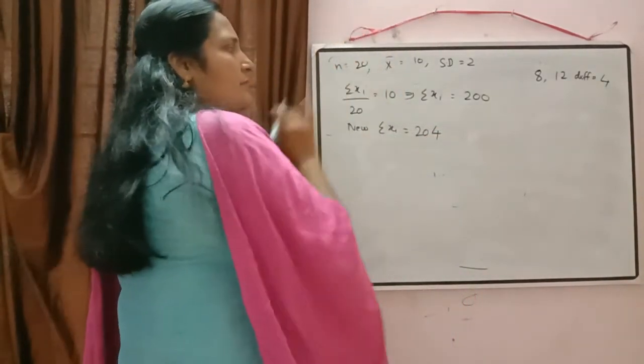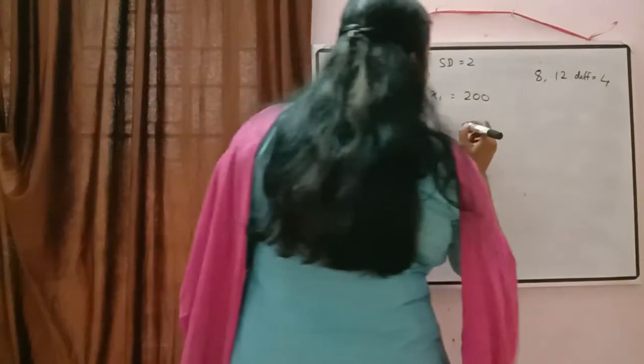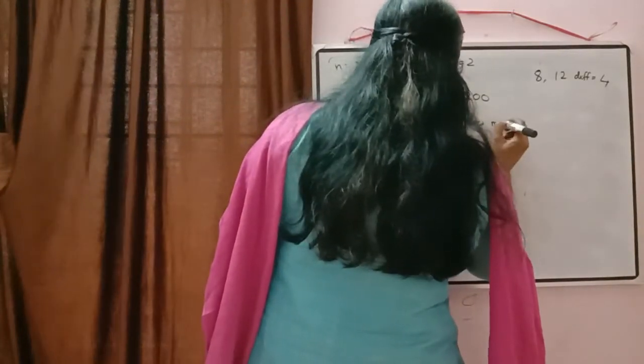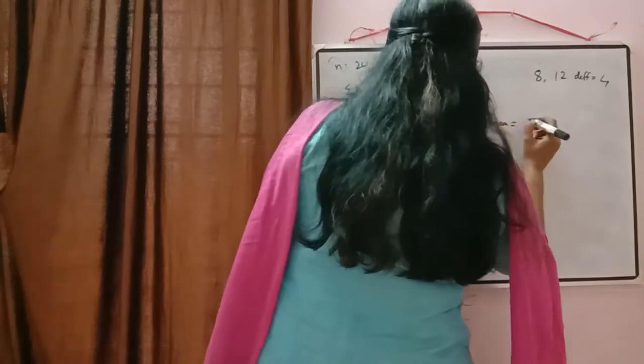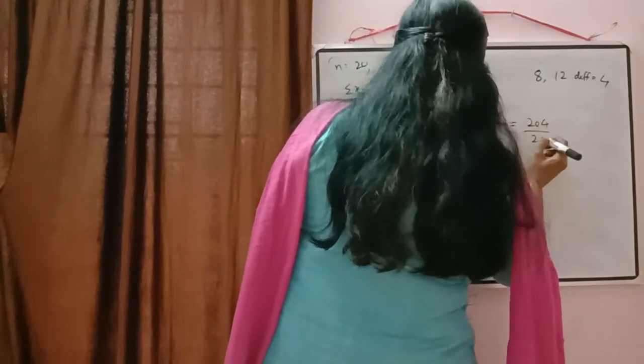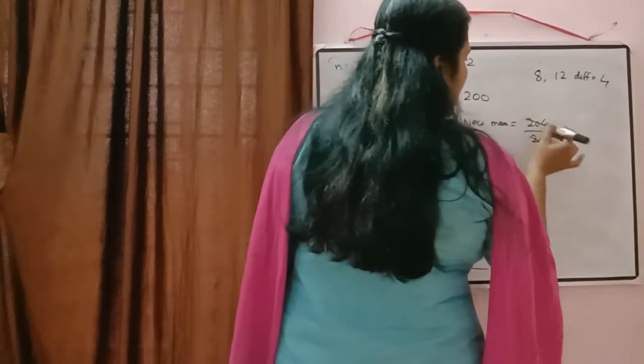Now the number of observations is 20 only. So now we can calculate the new mean. The new mean will be equal to 204 divided by 20. We can cancel it by 2.